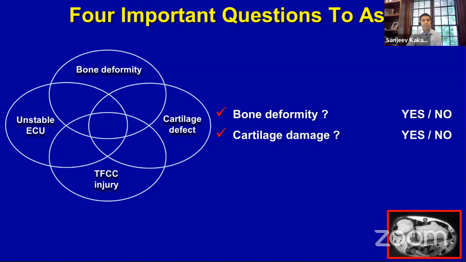Is there a cartilage problem, yes or no? Is there arthritis? What about the quality of the static stabilizer? So we heard about the nature of the TFCC.